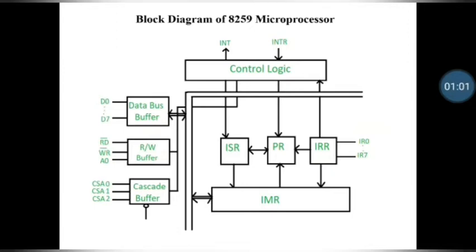This chip operates with an 8-bit processor like 8085. Also it will operate with a 16-bit processor, that is the 8086. So today we will discuss the architecture of the 8259 processor.